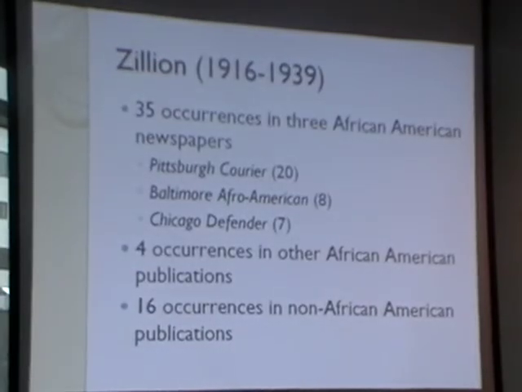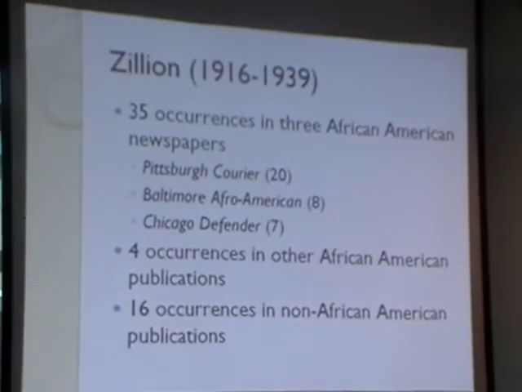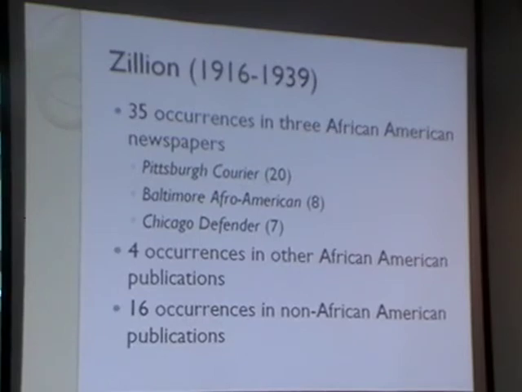So between 1916 and 1939, I've tracked down 55 instances of the word zillion. 39 of these occur in African-American publications or in contexts that clearly indicate that what is being referred to is something to do with African-Americans. So for instance, there's another theater review from a predominantly white newspaper in which it's referring to an African-American production where somebody is described as being a zillionaire in this play. 16 occurrences occur in non-African-American contexts.